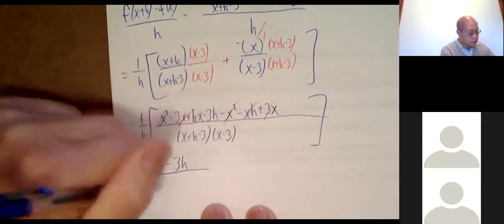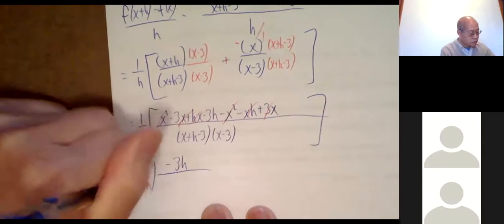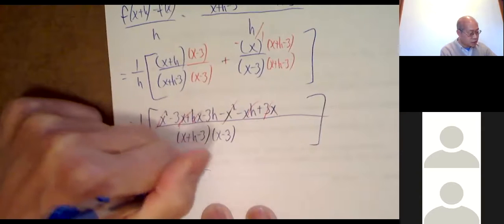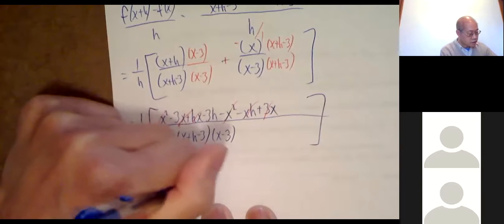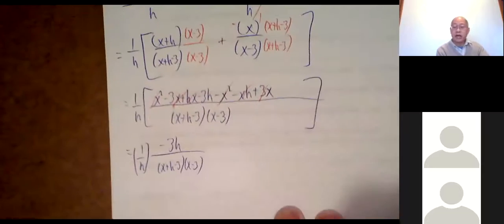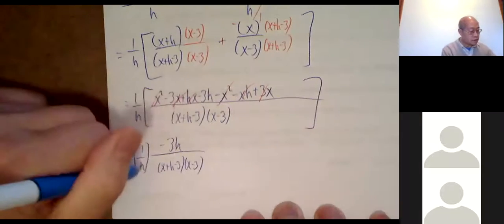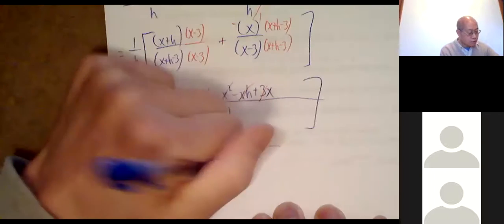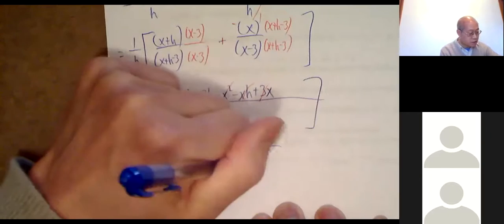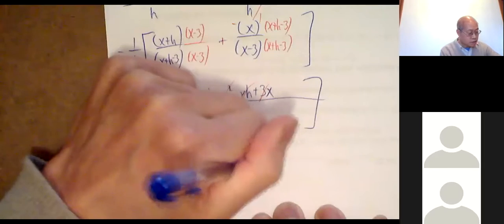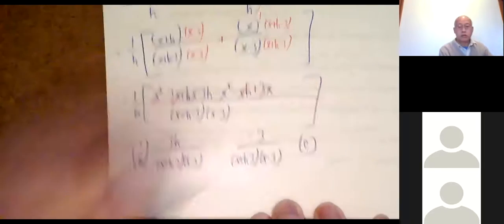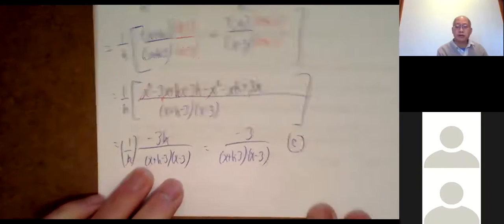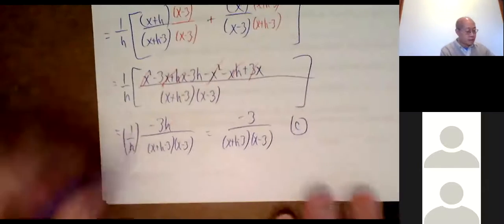Negative 3h over 1 over h times x plus h minus 3, x minus 3. And even the h's cancel out. Cancel, cancel. So the final answer is negative 3 over x plus h minus 3 times x minus 3. So that's the answer to C, which actually incorporates A and B.